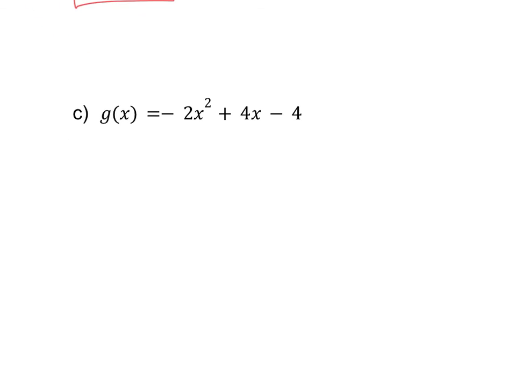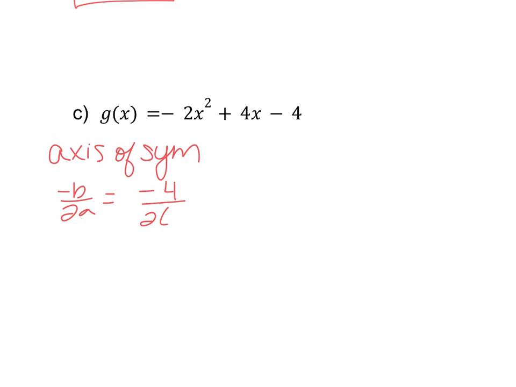Okay, next one we've got to find our axis of symmetry. And it is negative b over 2a. So negative 4 over 2 times negative 2. That would be negative 4 over negative 4, which would be positive 1. So our axis of symmetry is at x equals 1.